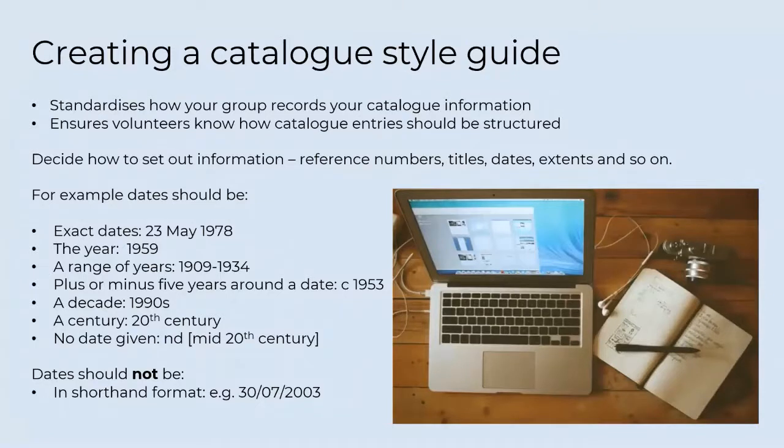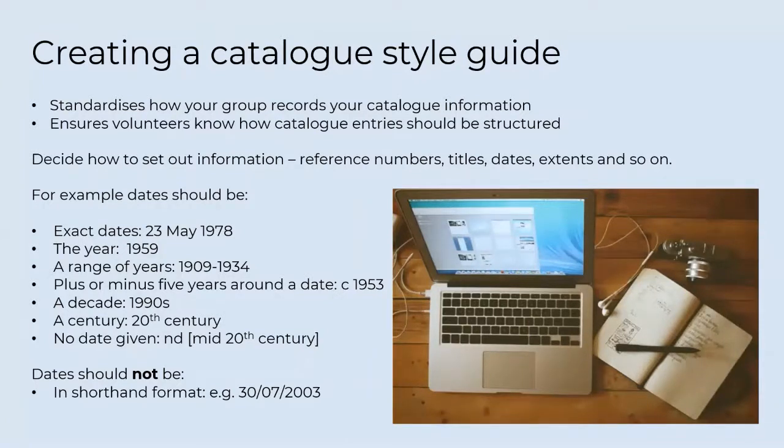It's useful to create a style guide for your archive catalogue. This will help to standardise how your group records your catalogue information and ensure that new volunteers quickly pick up how you want catalogue entries to be structured. Decide in your groups how you would like to set out each piece of information, including how you will construct your references, titles, dates, extents, and so on. For example, you may wish to standardise how dates should and should not be recorded.